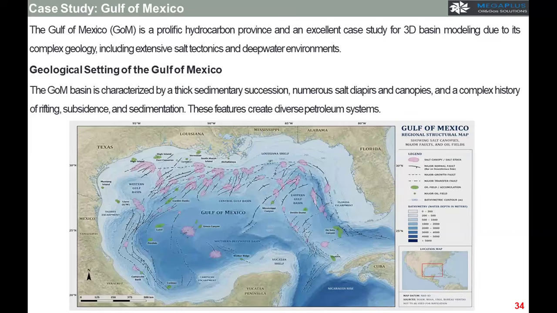In Qatar, the geology is very simple. There are no major faults and no complexity of reservoir. In the Gulf of Mexico, it's a different story. The Gulf of Mexico has very complicated geology, including extensive salt tectonics and a deep water environment. It is characterized by thick sediment succession, numerous salt diapirs, and a complex history of rifting, subsidence, and sedimentation.